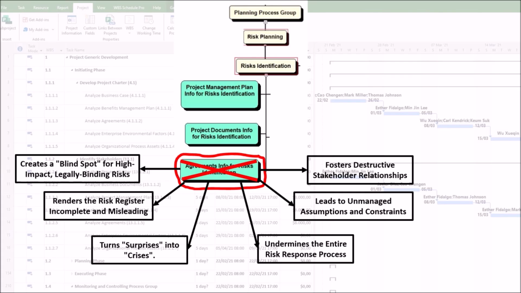Second, erosion of trust. When a contractual risk materializes as a surprise, stakeholders, both internal and external, lose confidence in the project team's competence and preparedness.